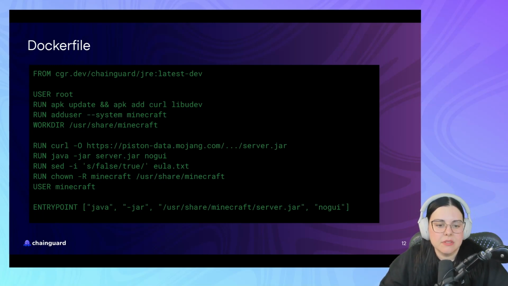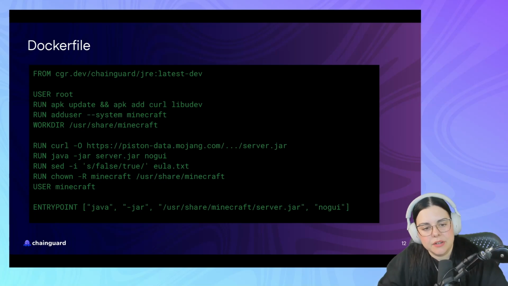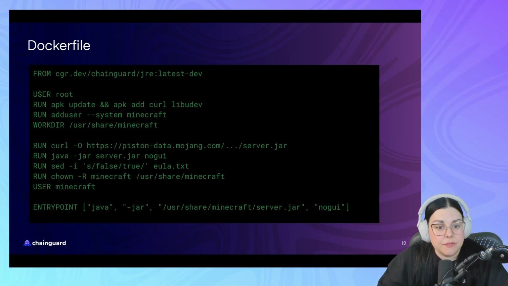Then we download the server file. It's a jar file, and this URL is shortened to fit. It's a much longer URL. I cut a part of it, but you'll see in the actual Dockerfile in a moment. And then we run Java to unpack the jar file. Then we set the eula.txt file to say that we accept the terms. So it's just really a text file with false, and then you change it to true.